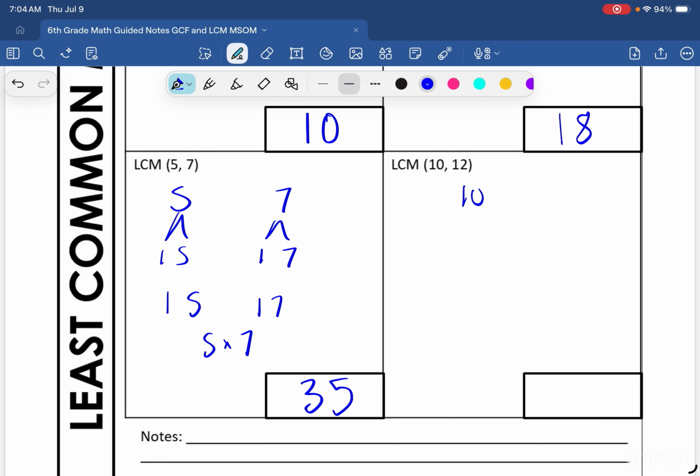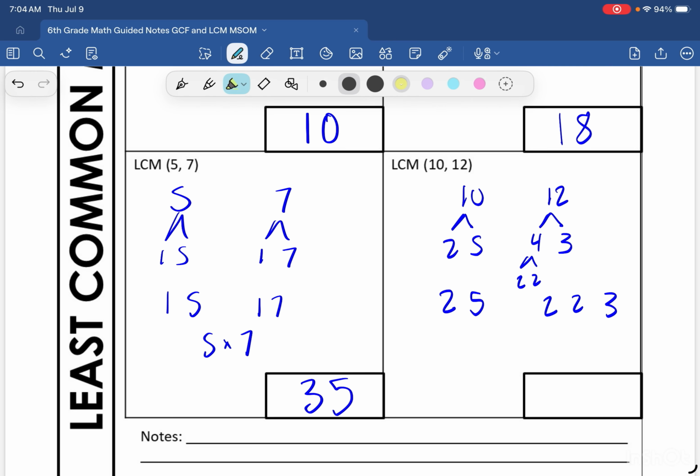Let's do 10 and 12. Prime factors of 10 are 2 and 5. Prime factors of 12 are, let's see, I have 3 and 4 and then 2 and 2. So my prime factors would be 2, 2, and 3. I'm going to list any pairs one time, and then I have a 5 and another 2 and another 3. So 2 times 5 is 10, times 2 is 20, times 3 is 60. The least common multiple of 10 and 12 is 60.